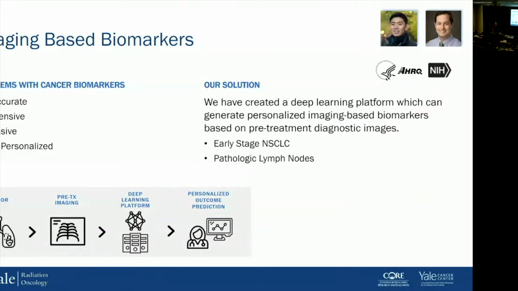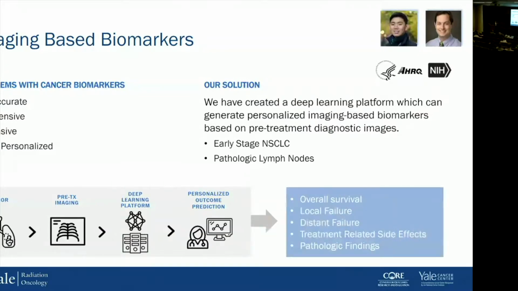And so this is just a schematic to make it a little bit more clear. So there's a tumor, there's pre-treatment imaging. The images are run through the platform, which is a lot more complex than this. And then we can develop a personalized outcome prediction. The reason it's so vague is because we can predict multiple different outcomes from that network. What we have looked at is overall survival, local failure, distant failure, treatment-related side effects, and pathologic findings. And all of those can be looked at in the same model just by making multiple outputs.